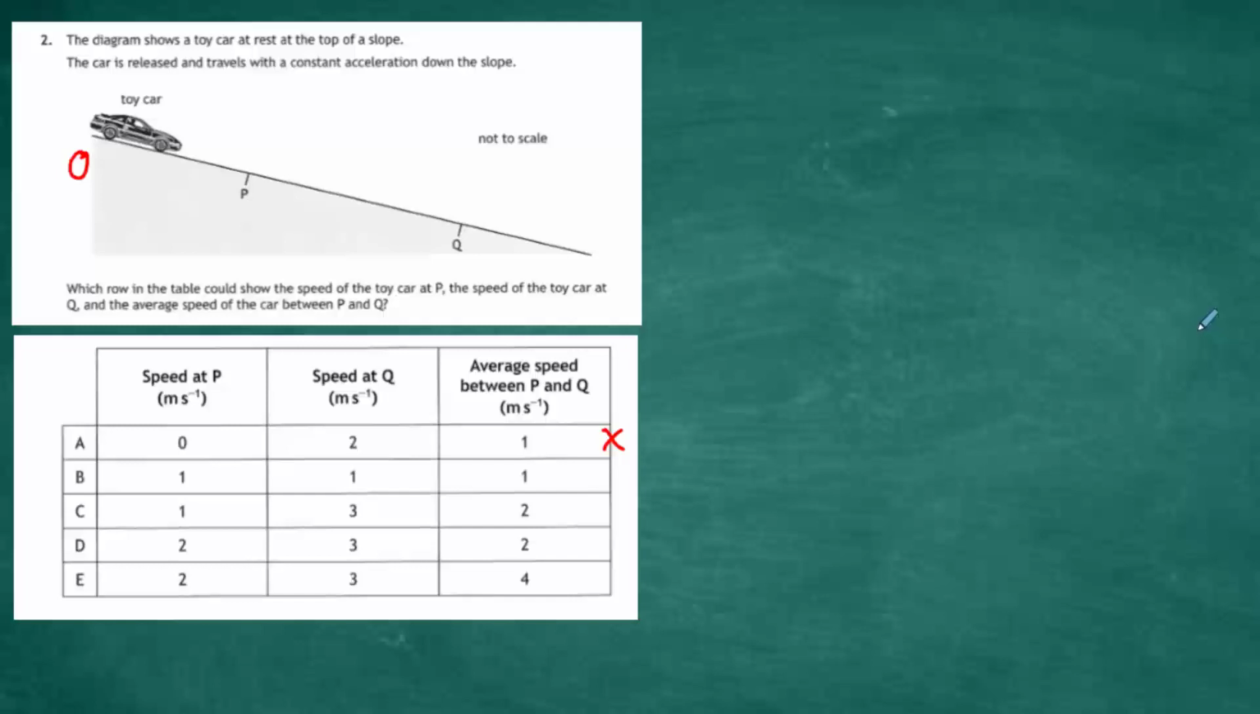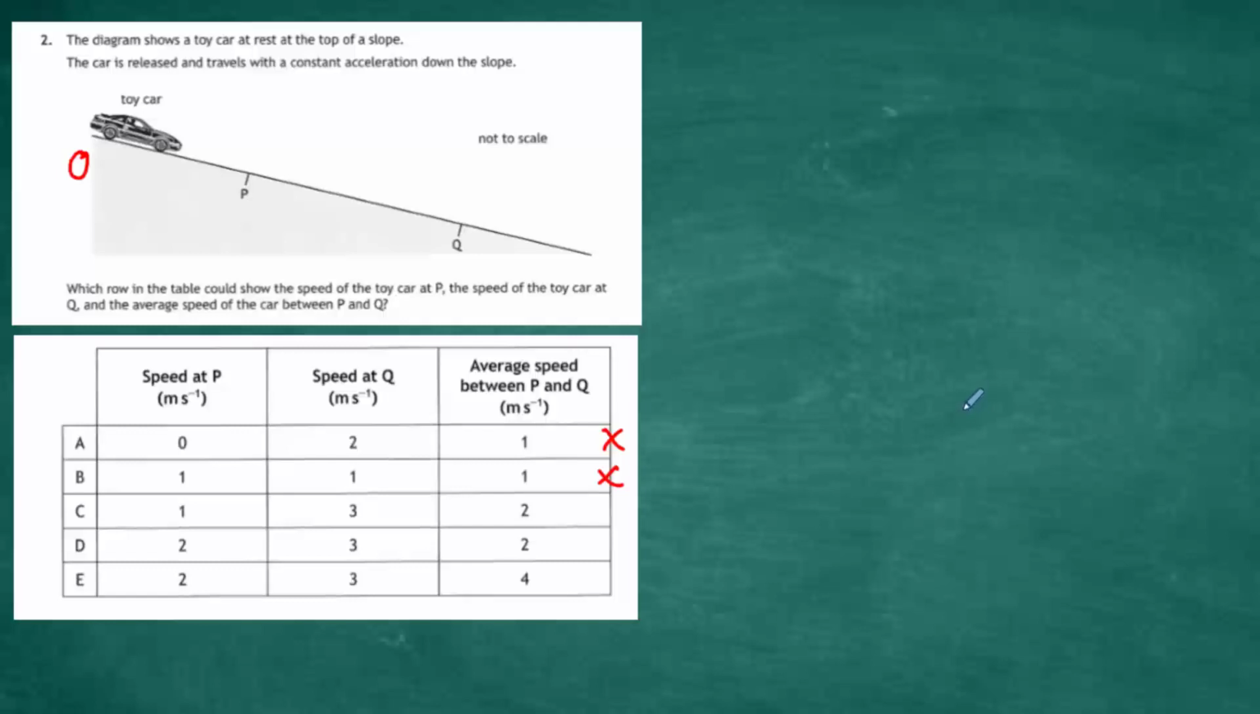Now, if the car is accelerating downwards, it means that the speed at P and the speed at Q will be different. The speed at Q will be greater than the speed at P. So 1 and 1, that rules that out because that means the speed is not increasing, it's just staying the same. And the car is accelerating.